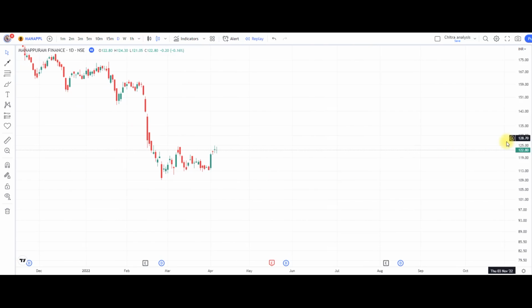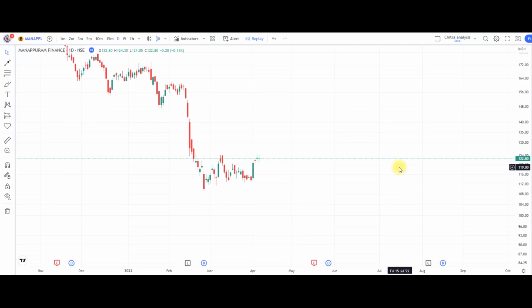Now we can see one more example for the short trade, that is using Fibonacci. How can we enter into the short trade? So this is the Manappuram Finance chart and the time frame is the daily time frame.